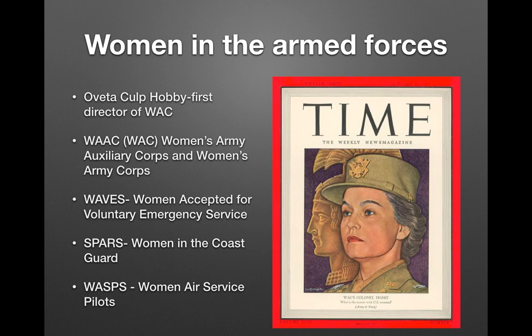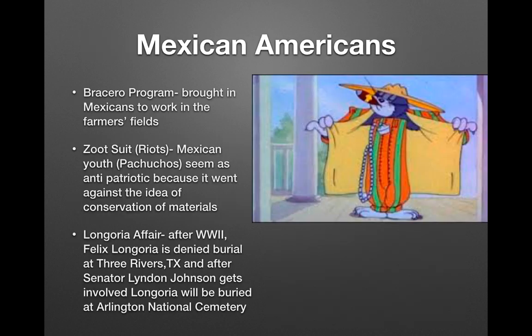Women accepted for voluntary emergency service. The Coast Guard women were called SPARs. I could not find the meaning of that one. And if you were in the Air Force, because they had some sting with them, they were called WASP, or Women Air Service Pilots. And now the WASP never left the country. They did kind of missions around here.